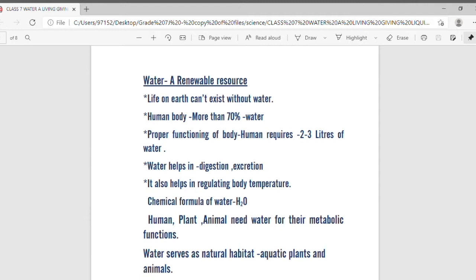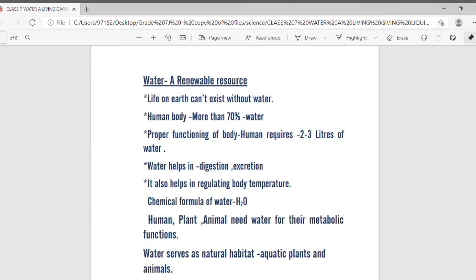And also the air that you exhale has water. So the air that is coming out from lungs also has water in the form of water vapor. The chemical formula of water is H2O, 2 atoms of hydrogen, 1 atom of oxygen.